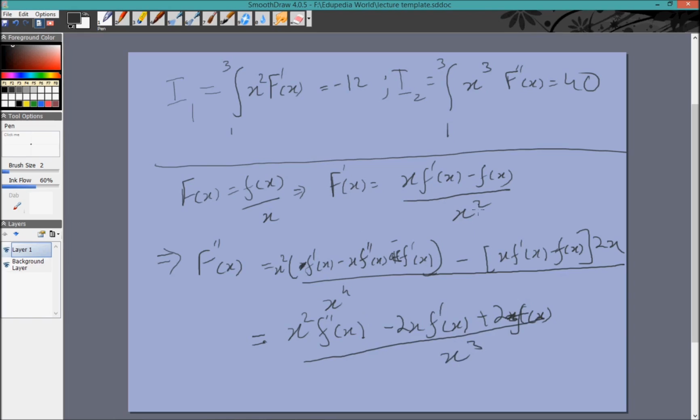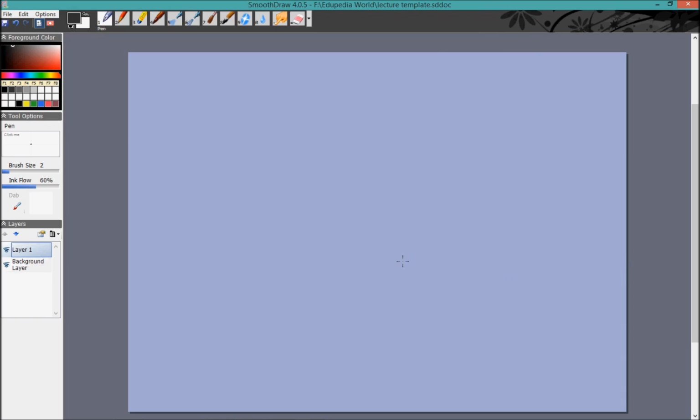So now we know x² f'(x) is the numerator in this case, and x³ f''(x) is the numerator in this case, right? So we'll just substitute these two values. Let's look at the first integral first. We are given I1, which is the integral from 1 to 3. Now I'm just going to substitute the value of x² f'(x), which will be x f'(x) − f(x).